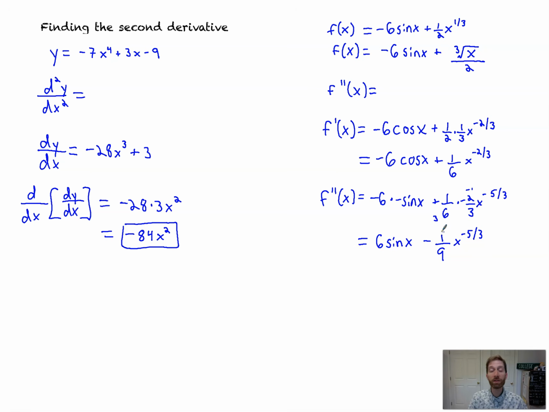Now I'm okay leaving the answer like that, but some teachers will want you to rewrite this like this. Minus 1 over 9 in the denominator, x to the 5/3. And yet other teachers might want you to rewrite that as 9 cube root of x to the 5th. And that's just annoying, but you could if you needed to. That's it. This is your second derivative of that.